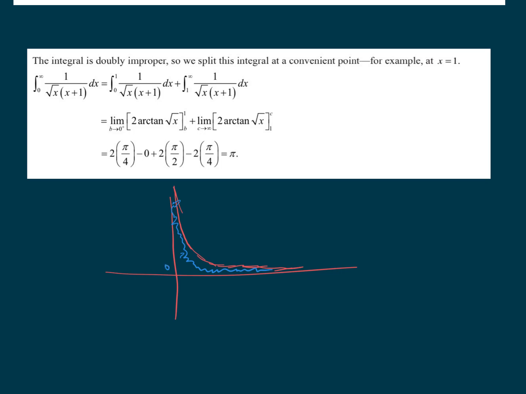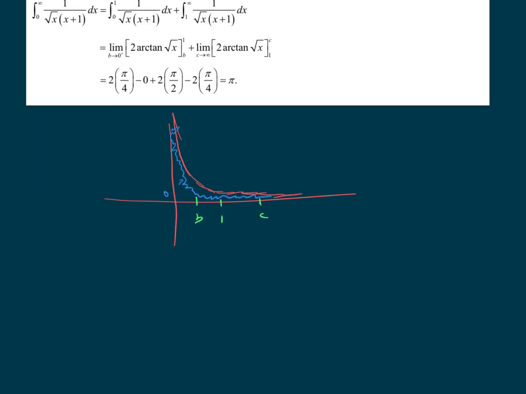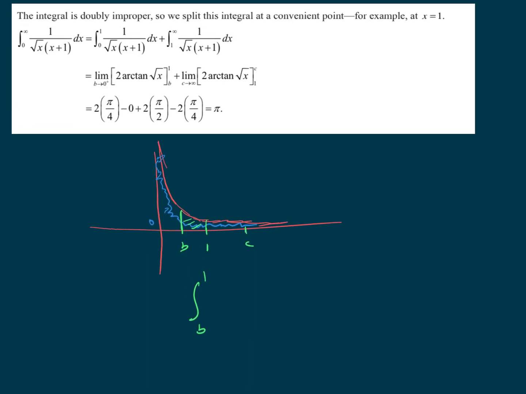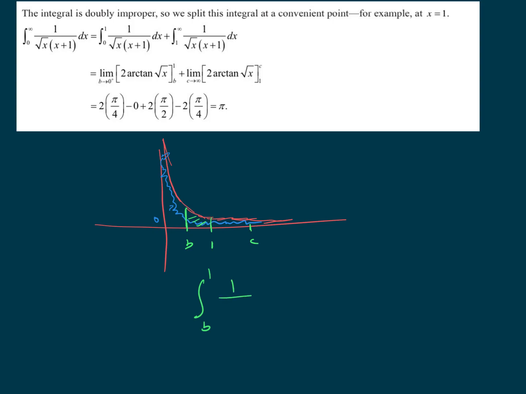So we need to choose a point v here, a point 1, a point c here. So this is the setup of the problem. So we will find the integral from v to 1, this area. So what is the integral from v to 1 of the function? What is the function? The function is 1 divided by square root of x multiplied by x plus 1 dx.